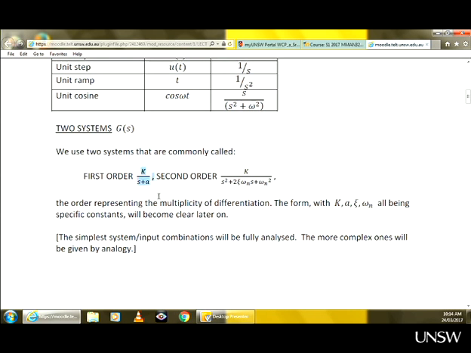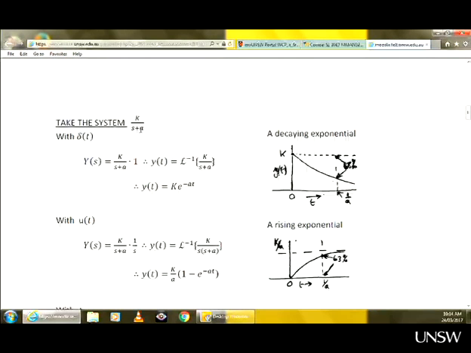And we will start with the first order system. The first order system has this form, k over s plus a. This would be a normalized form. And we will apply all 4 inputs we mentioned earlier. So first, let's apply a unit impulse. So you have a first order system, and your input is a unit impulse.